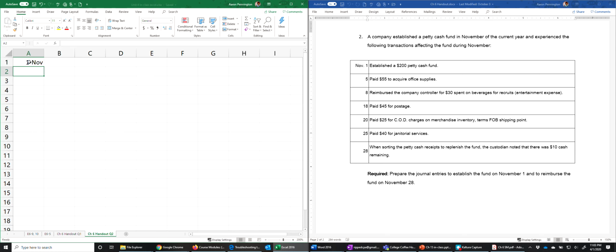November 1st, establishment of the fund, $200. Debit petty cash, credit cash.